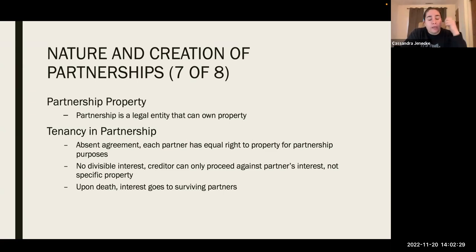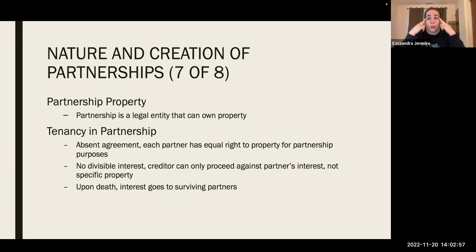So absent an agreement to the contrary within your partnership agreement, each partner is going to have equal right to property for partnership purposes. So they're going to be able to use the partnership's vehicle for partnership business. They're going to be able to use the partnership's equipment for partnership purposes, right? There is no divisible interest within partnership property for each individual partner.